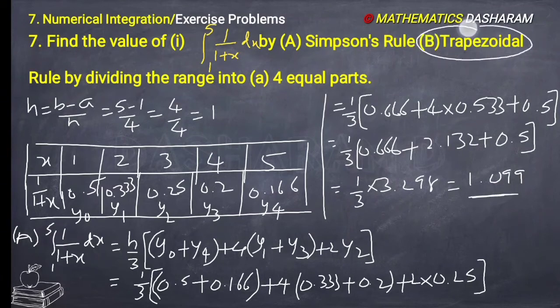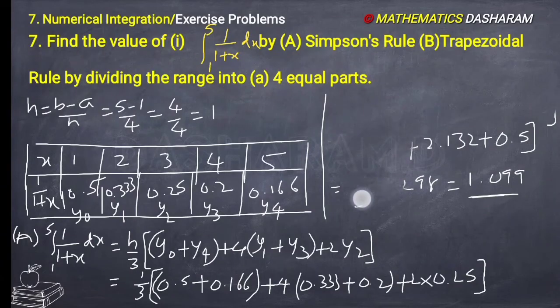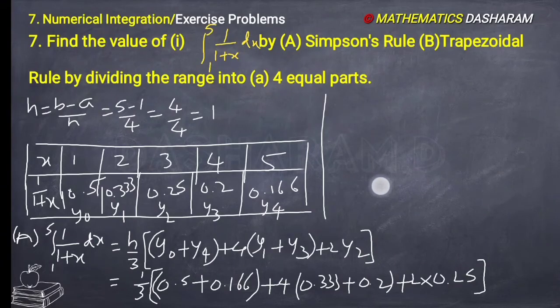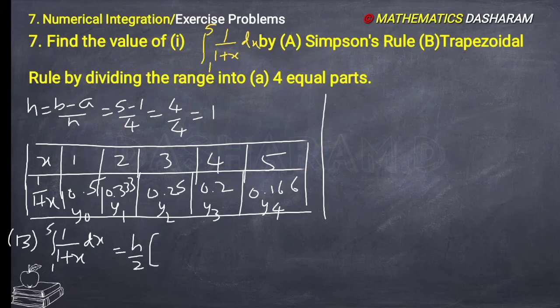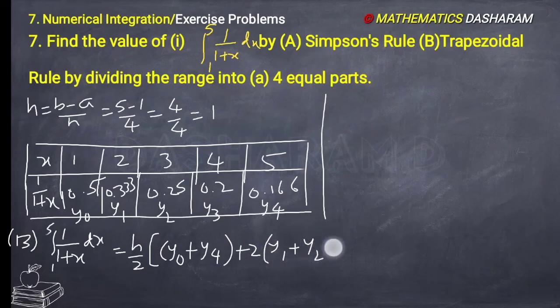Next, part B, trapezoidal rule. So let's find out the same answer by using the trapezoidal rule. The trapezoidal rule is h by 2 bracket of addition of first and last ordinates plus 2 into the sum of the remaining ordinates y1 plus y2 plus y3. Now substitute the values in this.